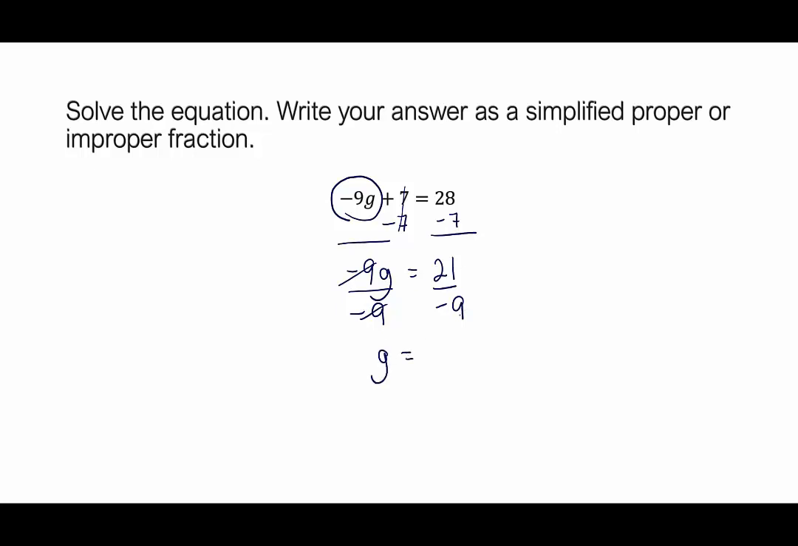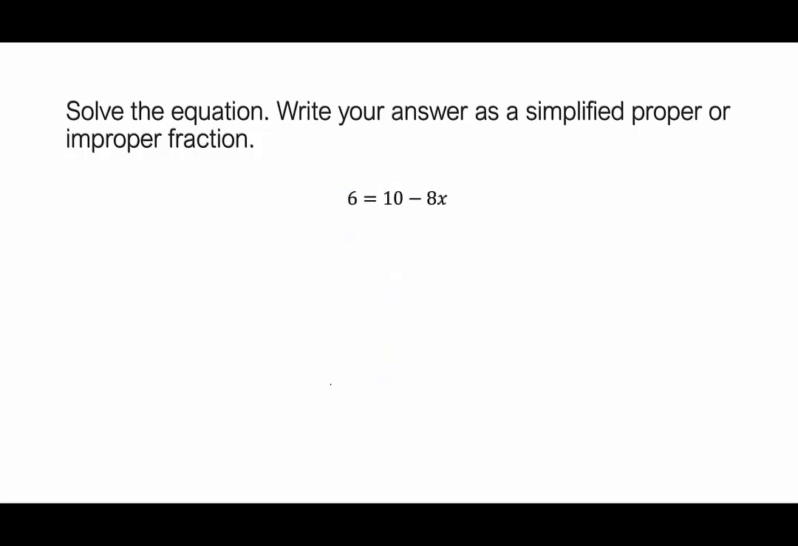21 divided by negative 9, I'm going to pull that negative out in front, and we get 21 over 9. 9 doesn't go evenly into 21, but they do have a common factor. They're both divisible by 3. So it does say to simplify, I'm going to divide both the numerator and denominator by 3, and I'm going to get my final answer of negative 7 over 3. I'm leaving it as an improper fraction, and that would be my final answer for this example.